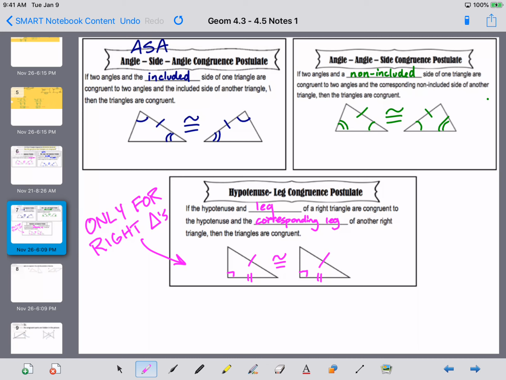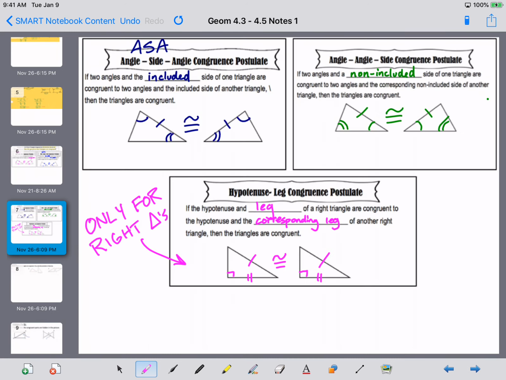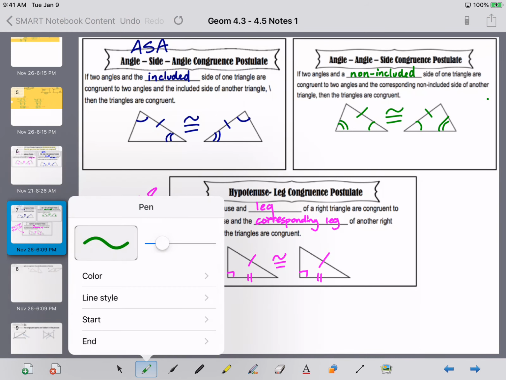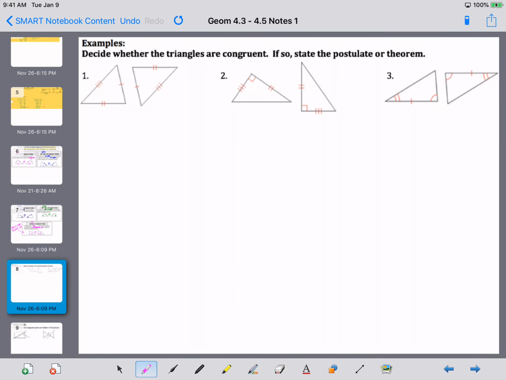These are so important. We're going to use these until you're dreaming about them. So here we go. Oh, one last thing. These last 2 postulates, we can abbreviate angle side, AAS, and the last one we can abbreviate as HL. So that's where those abbreviations in the title were coming from. Okay, let's use these to do some practice. So we're going to decide whether the triangles are congruent. If so, state the postulate or theorem.